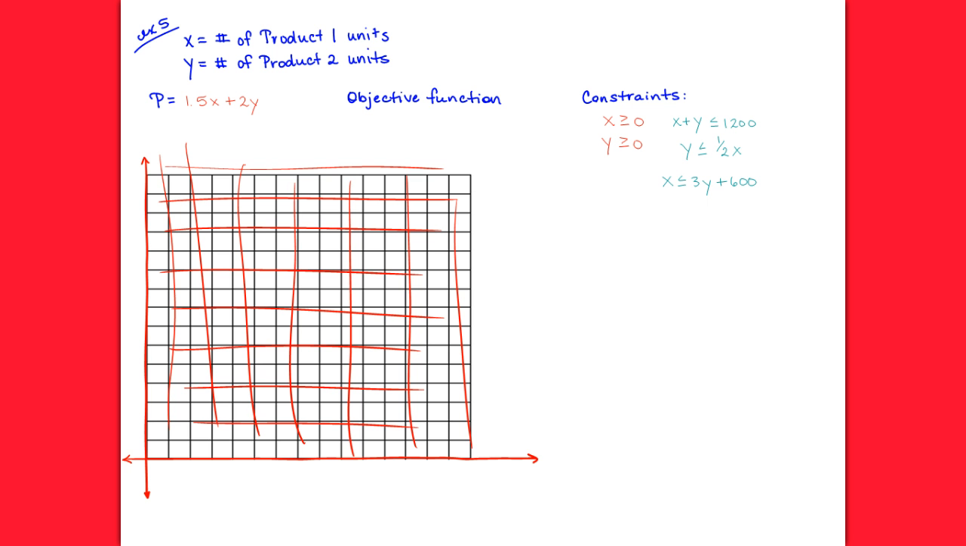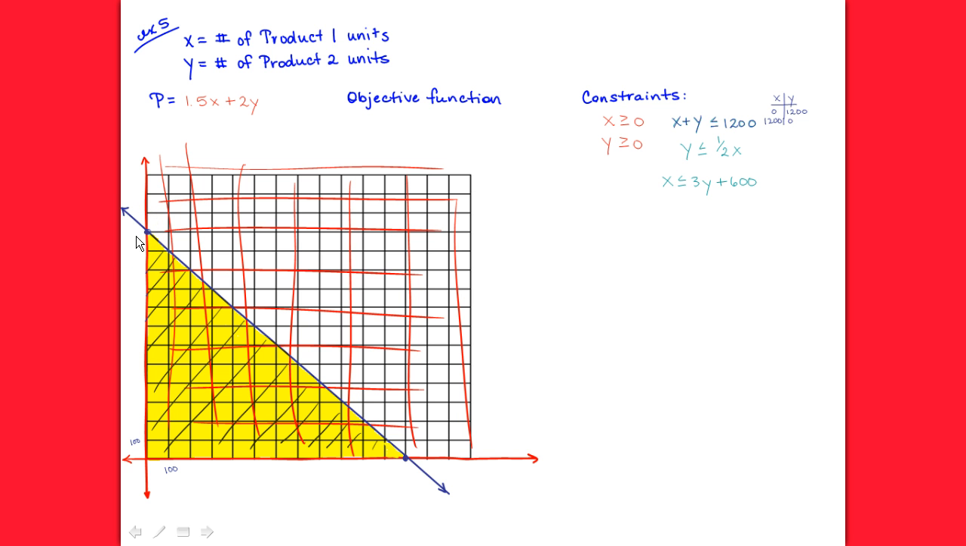So I'm going to treat that as if it said equal to. So I'll put 0 in for x, and I'll get 1,200, and I'll put 0 in for y, and I'll get 1,200. So I'm going to count by 100s down here. So I'm going to come over to 12, 0, and come up to 0, 12.